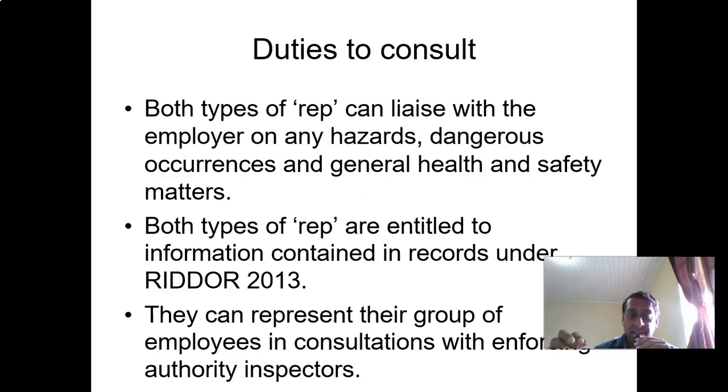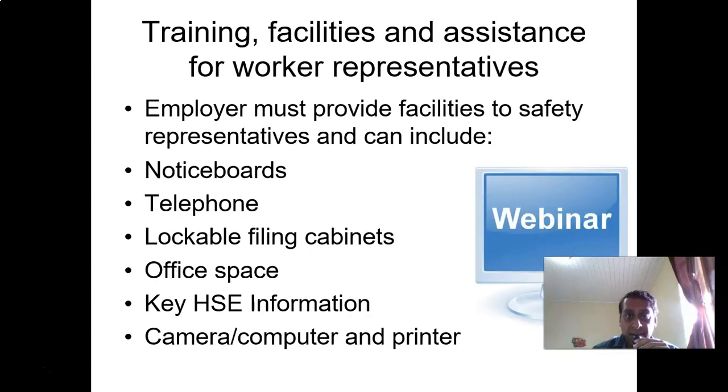The last slide here, training facilities and assistance for worker representatives, right? So this one has also been the subject of our past paper. Again, the question would have been, what facilities would the employer need to provide both types of representatives with? Remember I mentioned that one may be full-time in the company, the other one may be coming from the group of companies. So what facilities must they have?